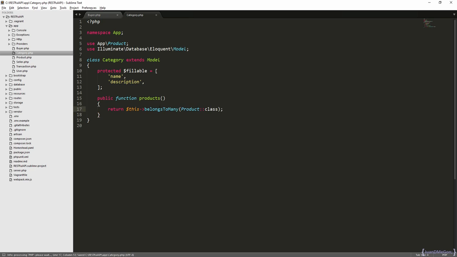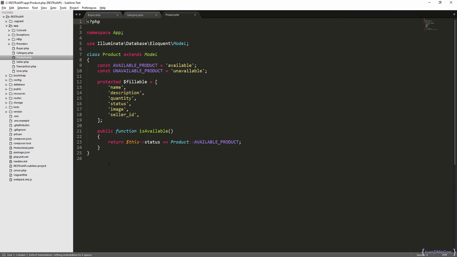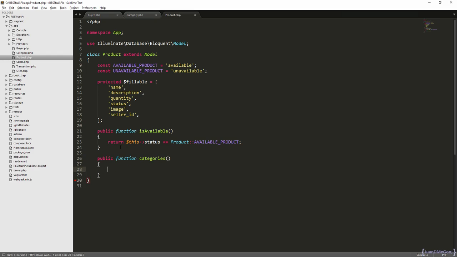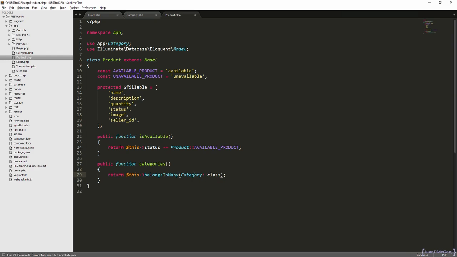Take into account that the belongs to many function is only used when we have a many-to-many relationship. In other cases, we use belongs to or has many as usual. Let's go now to the product model. So as you may imagine, we are going to implement a relationship to category using again the belongs to many. Don't forget to import the definition.